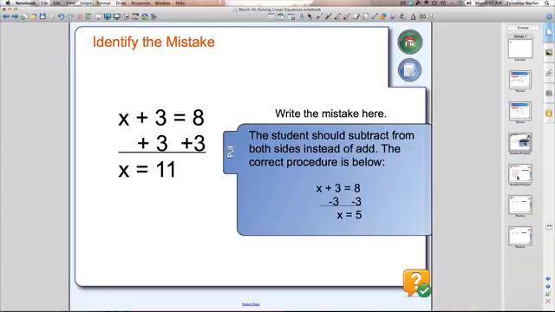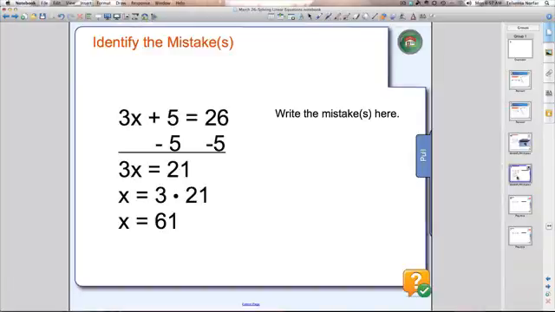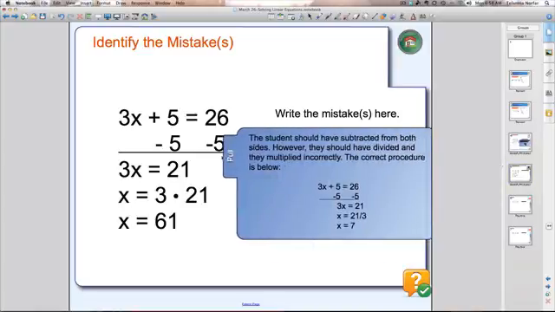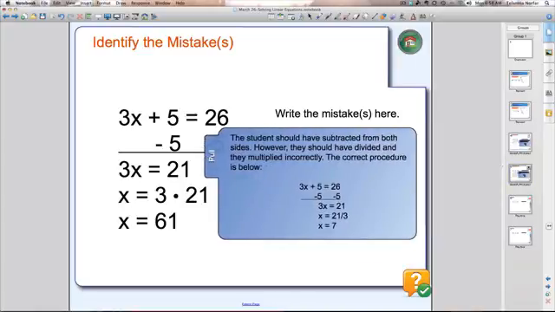Now let's try another identify the mistake or mistakes. Okay, here's another one. Again, identify what the student did wrong in the space provided, and then unpause the video and we'll look and see what the real answer is. Okay, you got it. The student should have subtracted from both sides, which they did. However, they should have divided and they multiplied incorrectly on top of that. So the correct procedure is below.